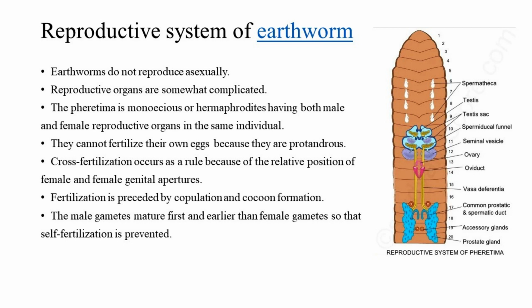They cannot fertilize their own eggs because they are protandrous. Cross-fertilization occurs as a rule because of the relative position of male and female genital apertures. Fertilization is preceded by copulation and cocoon formation. The male gametes mature first and earlier than female gametes so that self-fertilization is prevented.